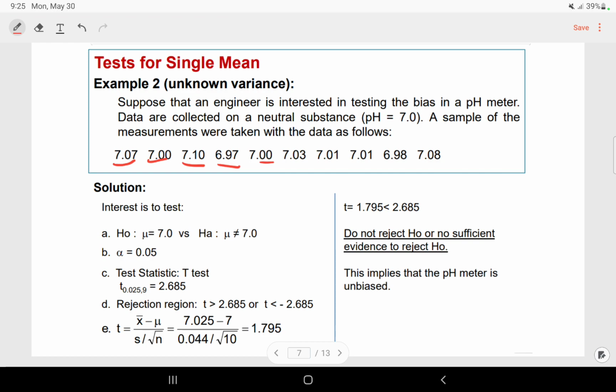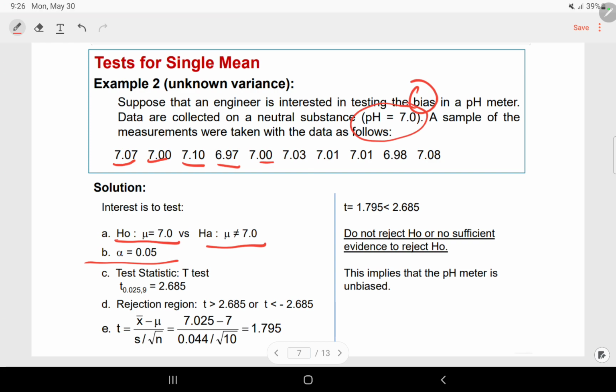So, gagamitin natin yung neutral substance na may automatic na 7.0 pH level. So, let's have our H0. So, the mean pH level is actually 7.0. To test the bias, is the mean different from 7.0? So, sabi nga natin, to test bias, pag sinabing bias, kulang ba, sobra ba? That's what we mean by bias. So, it's either greater than or less than. So, that's why it's not equal to 7.0. So, since there's no alpha given, we will use 0.05 level of significance.